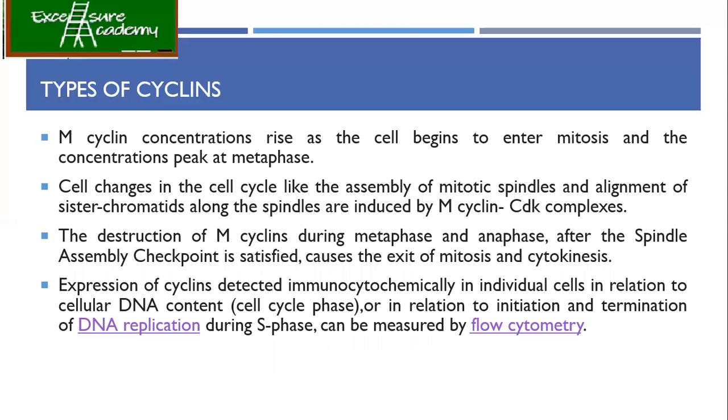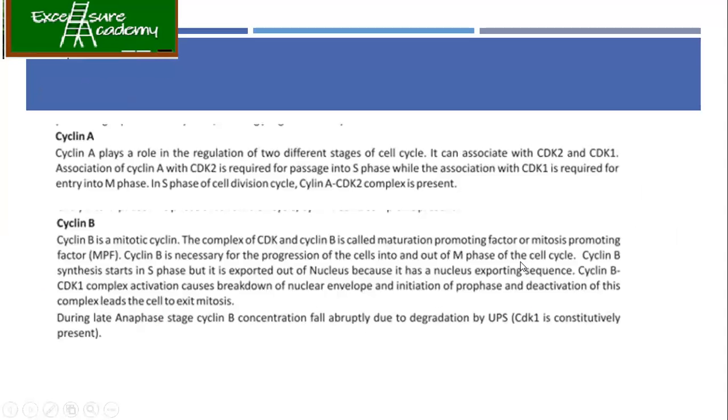So the expression of these cyclins can be detected immunocytochemically, that is, with the help of labeled antibodies in individual cells in relation to the cellular DNA content. So you can also study the initiation and termination of the DNA replication during S phase, and everything can be measured by flow cytometry, otherwise called FACS.